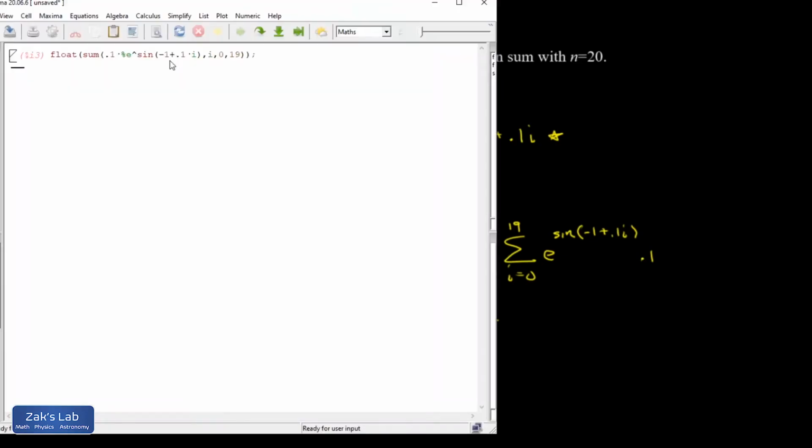Now I'm going to head to the computer algebra system to type all this stuff in and get an approximation. Okay, here I am in Maxima, and I put the sum in with the 0.1 out in front, times %e, which is the special symbol for e in Maxima, to the sine of -1 plus 0.1 times i as i goes from 0 to 19. I put the word float out in front, which gives us a decimal approximation, and I hit Shift-Enter, and I get about 2.19 for the estimate.